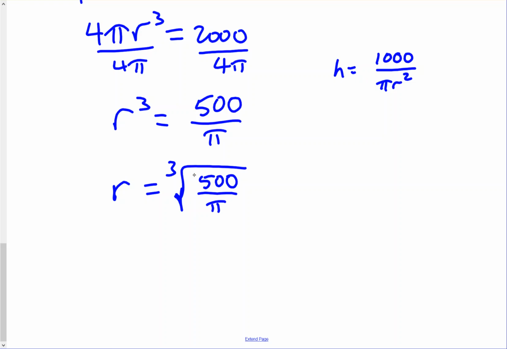Okay, and so if we have that's the radius, then the height's going to be twice this amount. And so that would be your dimensions to figure out the volume of a can with the least amount of cost for the metal.